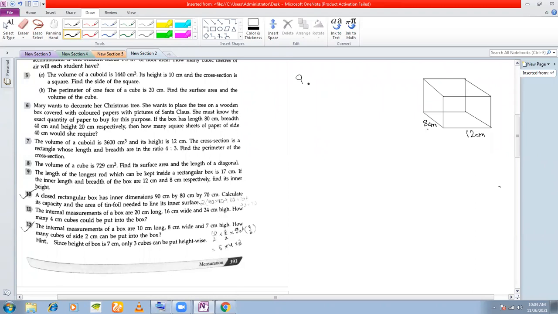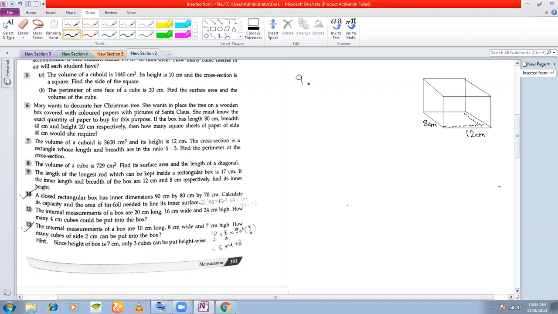Can you accommodate the rod lengthwise? Can you keep it this way? Will you be able to keep the rod of length 17 centimeter? Breadth is only 8 centimeter. No. You will not be able to keep it because the rod is of length 17 centimeter. Will you be able to keep lengthwise? No, definitely not, because the length is only 12 centimeter. Length of the rod is 17 centimeter.